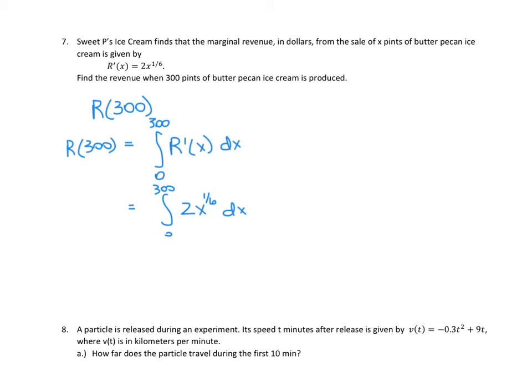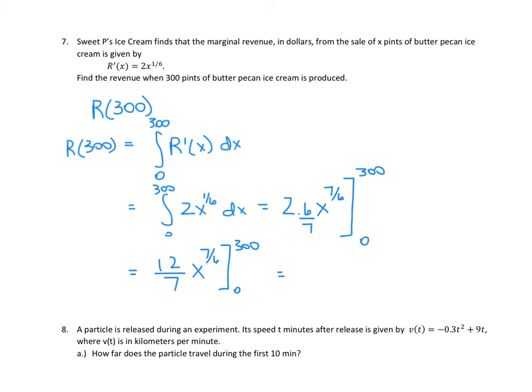So that's going to look like 2, and then we need to add 1 to the exponent. 1/6 plus 1 is going to be 7 over 6. And then we need to divide by 7 over 6, which is equivalent to multiplying by 6 over 7. And then we're going to evaluate this integral from 0 to 300. So that's going to look like 12 over 7 x to the 7 over 6, evaluated at 300 minus what we get when we evaluate at 0.